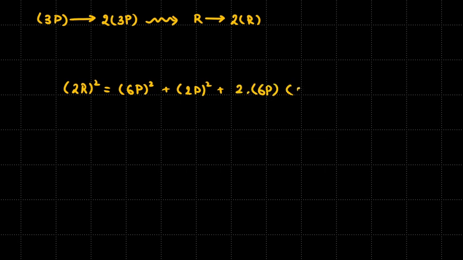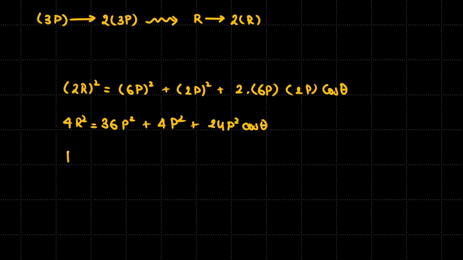2AB cos theta. So let's do some math. 2 squared is 4, so 4R squared. 6 squared is 36, so 36P squared, plus 2 squared is 4, so 4P squared, plus 2 times 6 times 2, which is 24, so 24P squared cos theta. Again, you can add them up. So 4R squared equals 40P squared plus 24P squared cos theta.